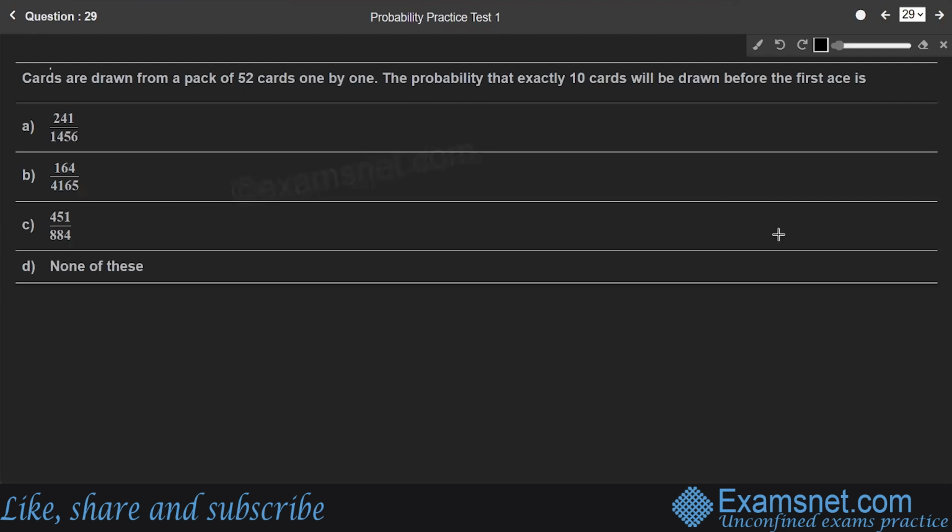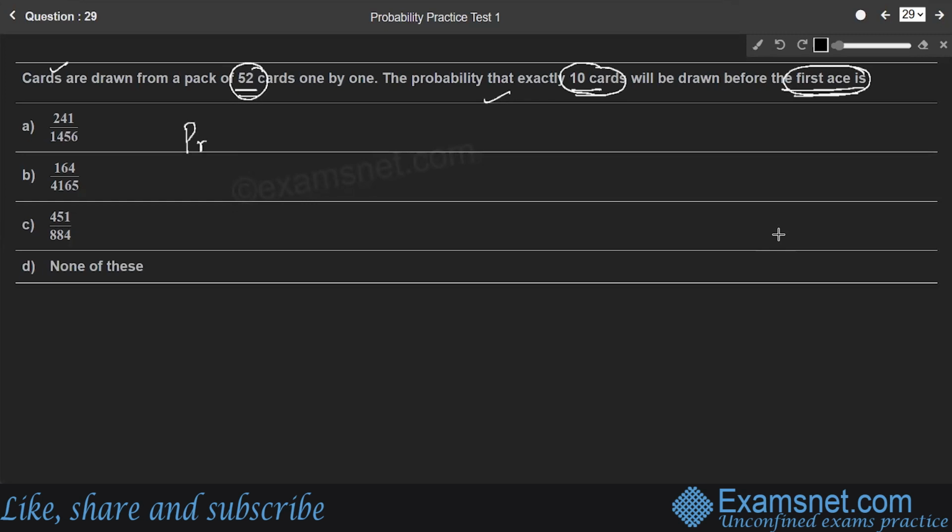Question 29. Cards are drawn from a pack of 52 cards one by one. The probability that exactly 10 cards will be drawn before the first ace is. So here this probability which we need to find depends on the number of ways in which 10 cards can be drawn out of 52 cards, and also when the aces are removed from the pack. It depends on these two cases.